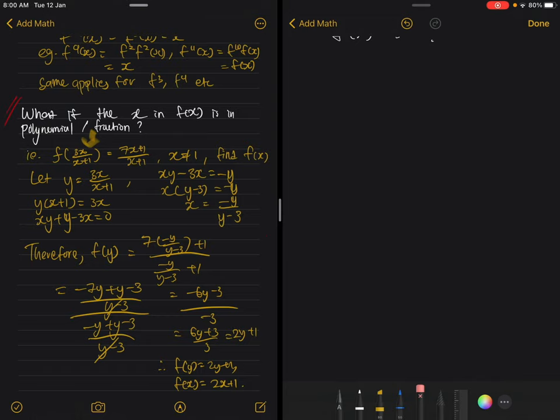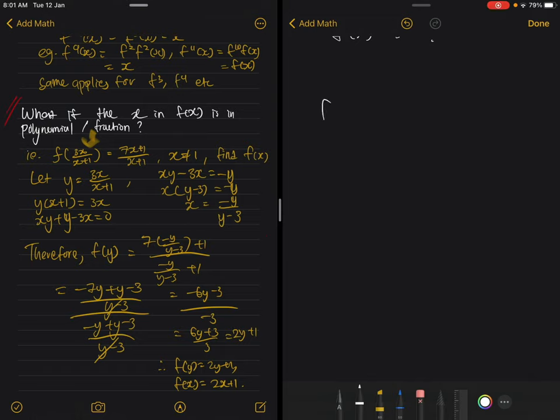So what you need to do is undo it back to the original form. So how do you do that? The easiest way is using the value y, getting a new value called y. Remember, you can also use x if you want, but that will make it a lot more complicated. So that's why we use y. So let y equal 3x over x plus 1. Let y equal your image. Not your image, your object.